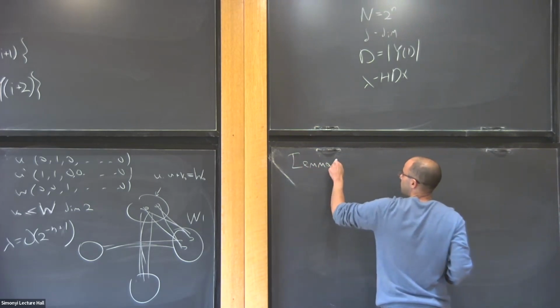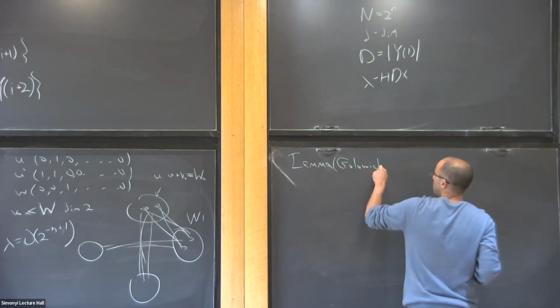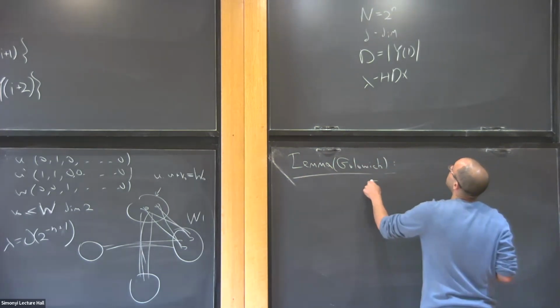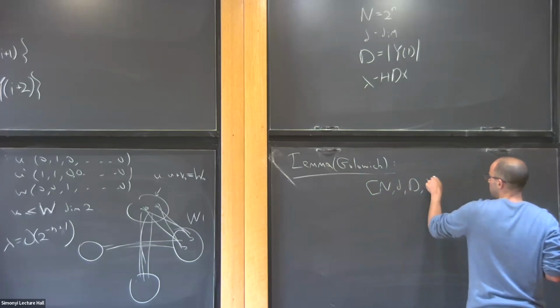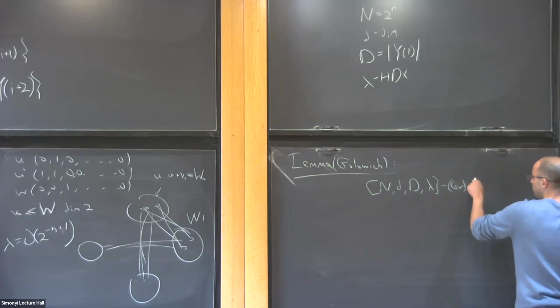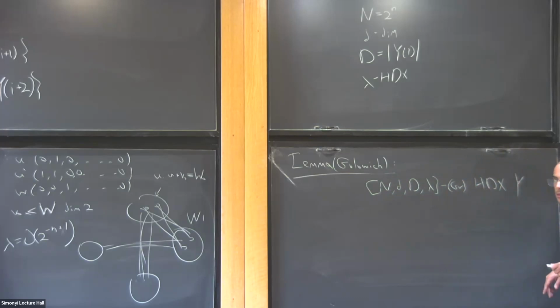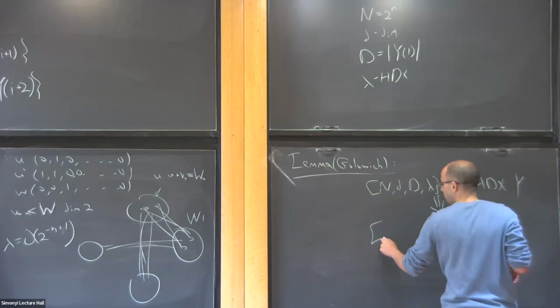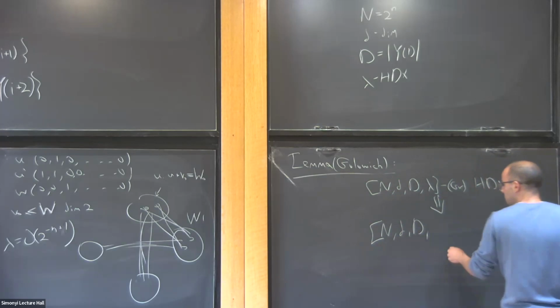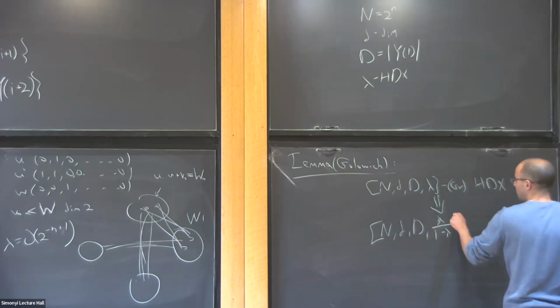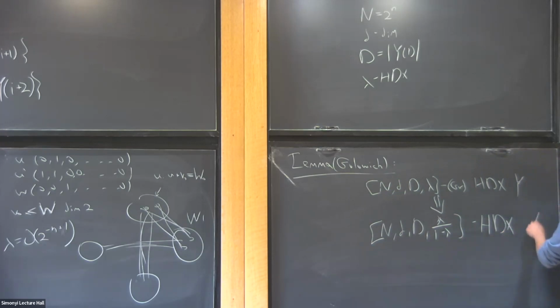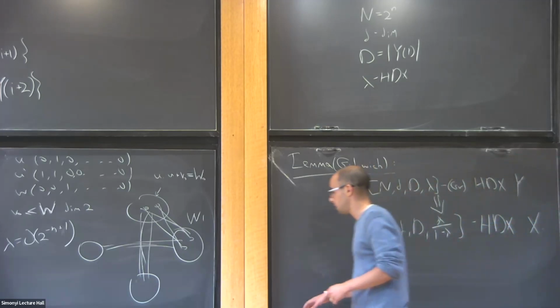So here's a lemma. Suppose you have some n, d, lambda Grassmann HDX Y, then you can construct from it an n, d, almost lambda, I'll write here lambda over 1 minus lambda, simplicial HDX X, and moreover, the underlying graph inside this HDX is going to be a very nice Cayley graph whose generators are the lines in Y. So I want to write this construction for you. Maybe I write it over there.